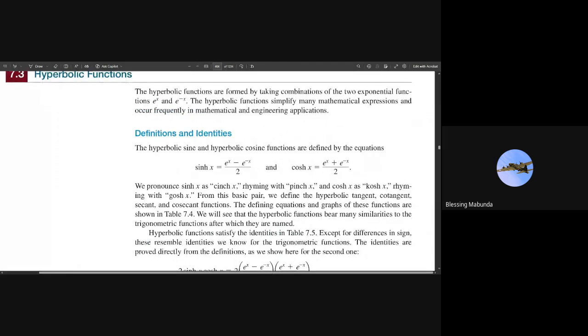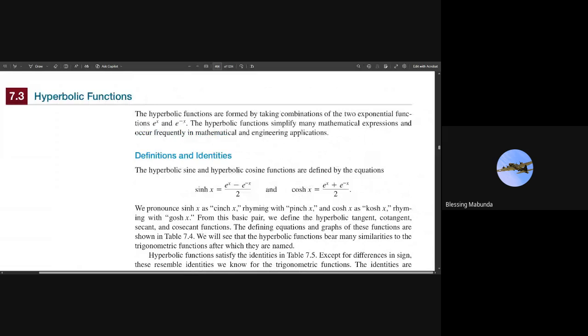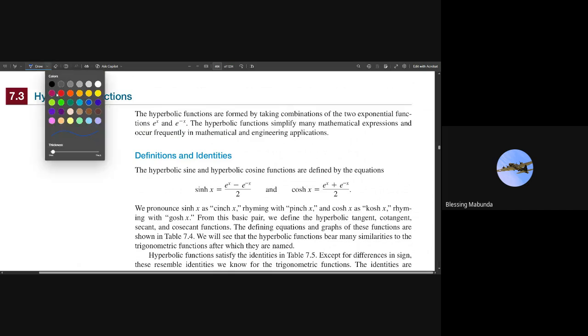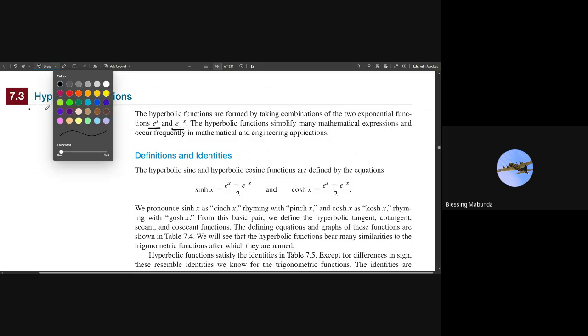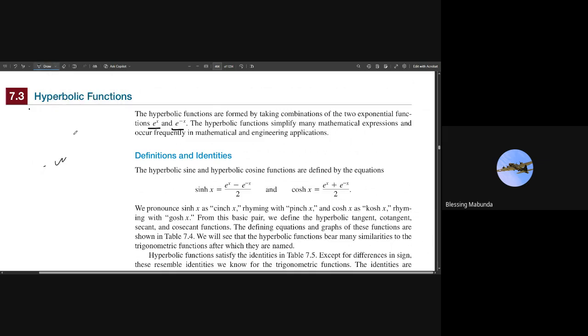So once again, we're looking at hyperbolic functions. The hyperbolic functions are formed by taking combinations of the two exponential functions, e to the x and e to the minus x. Okay. And the hyperbolic functions simplify many mathematical expressions and occur frequently in mathematical and engineering applications.